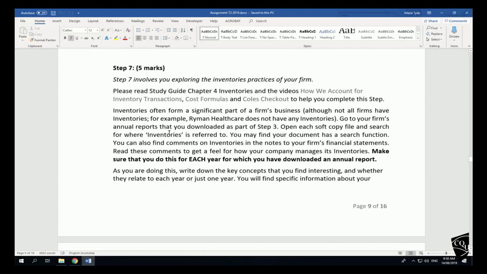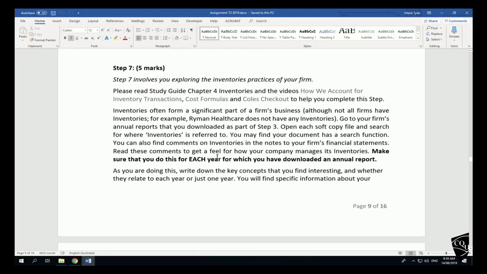So go to your firm's annual reports that you downloaded as part of step 3. Open each soft copy file, it's an electronic file, usually PDF documents, and search for where inventories is referred to. You may find that your document has a search function. So for me, with Wesfarmers, I just press Control F. You can also find comments on inventories in the notes to your firm's financials, and I'll show you that with Wesfarmers.